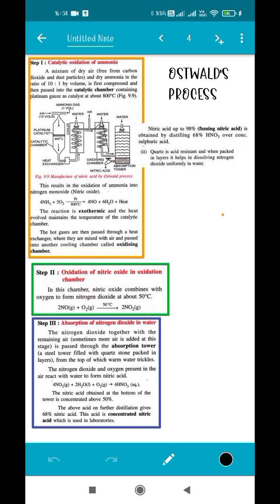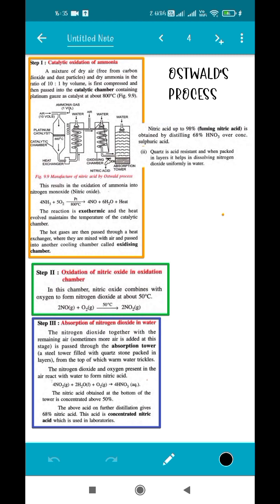Why do we use quartz? Because quartz is acid resistant. Even if acid falls on quartz, nothing will happen. Also the dissolution of nitrogen dioxide with water happens very uniformly in the presence of quartz. So this nitric acid which is used in the laboratory is only 68% concentrated, but if it is concentrated up to 98%, that type of nitric acid is known as fuming nitric acid.